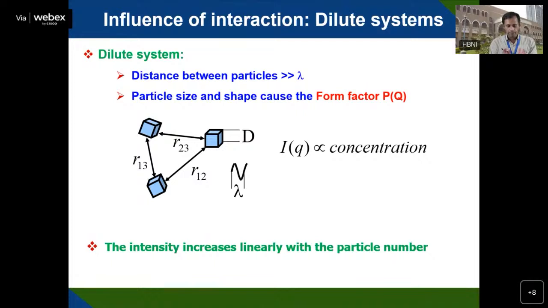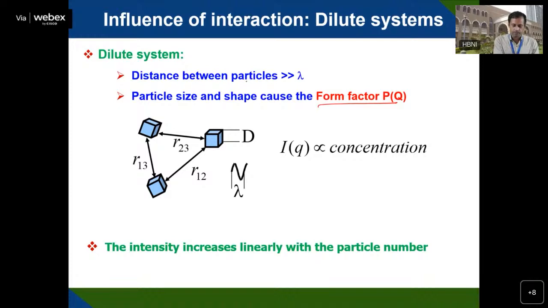But here it depends on whether the system is dilute or concentrated. Like in a solution, you have particles that are highly concentrated or diluted. If it's highly concentrated, then what happens? The particles interact with each other. But in a dilute system, interparticle interaction is much less, and you only get the form factor here.